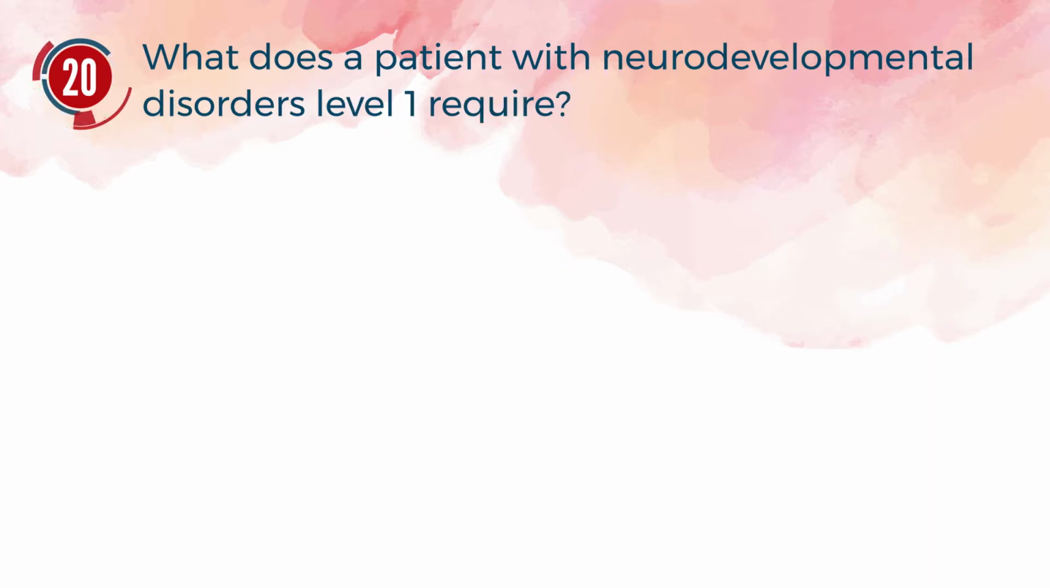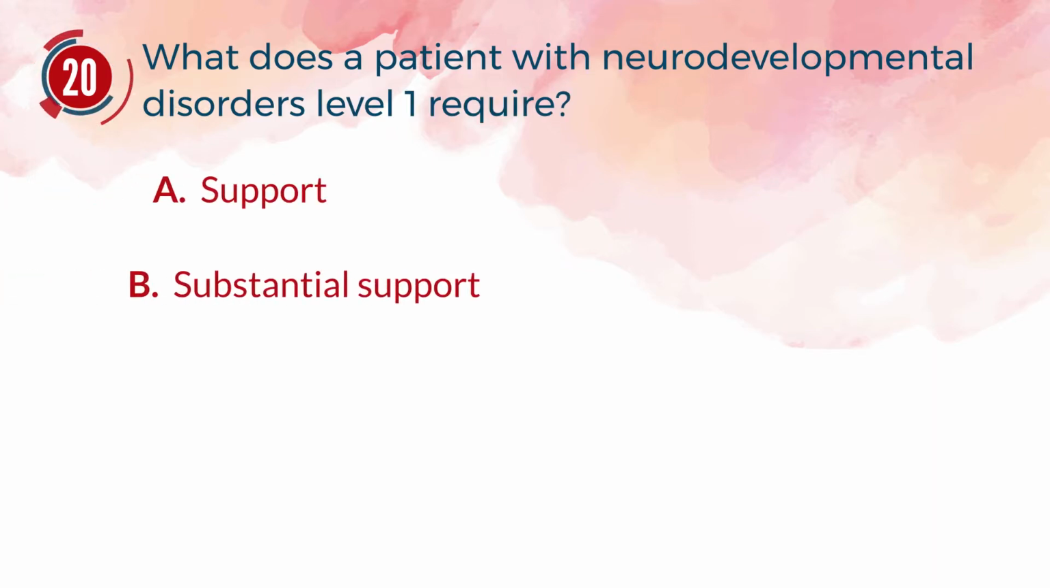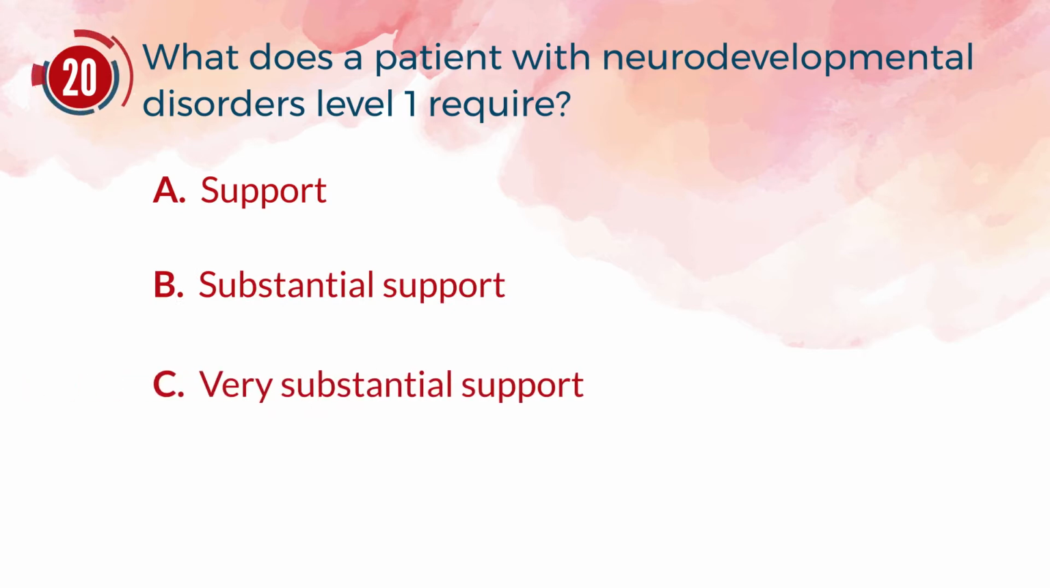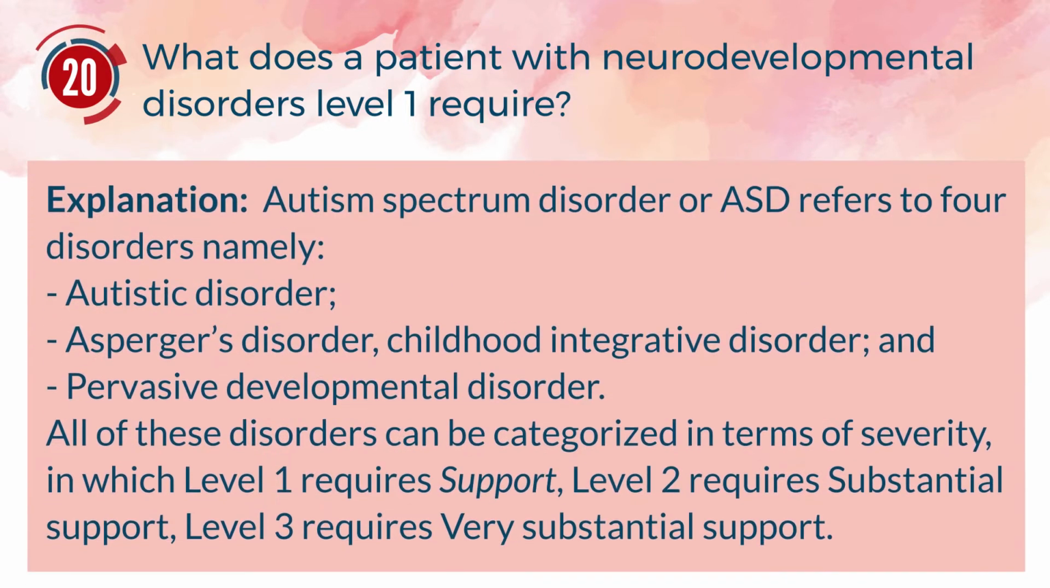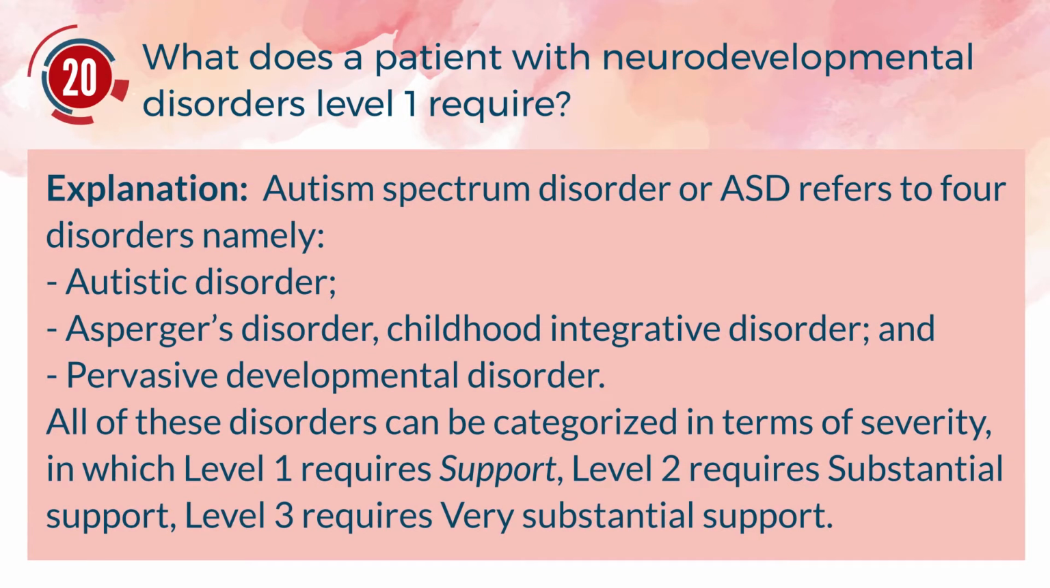Number 20. What does a patient with neurodevelopmental disorders level 1 require? A. Support. B. Substantial support. C. Very substantial support. The answer is A. Support. Explanation. Autism spectrum disorder or ASD refers to 4 disorders, namely autistic disorder, Asperger's disorder, childhood disintegrative disorder, and pervasive developmental disorder. All of these disorders can be categorized in terms of severity, in which level 1 requires support, level 2 requires substantial support, level 3 requires very substantial support.